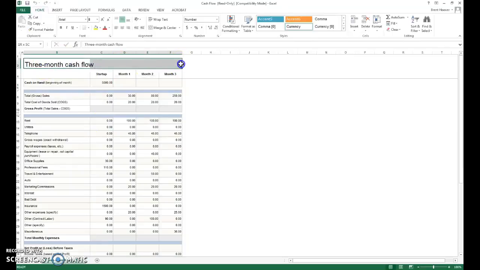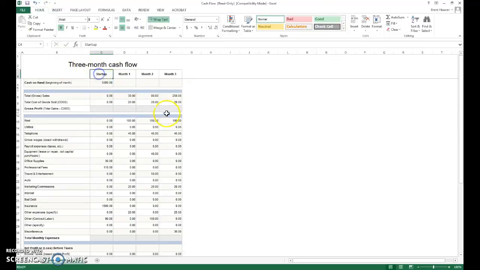Now, one of the first things I wanted to do was to take these titles and merge and center. There we go. Now, here's the thing. You're not going to have any sales or cost of goods sold, and your costs are going to be limited to just startup costs for the startup period. Everything else is going to be shifted into month one. But needless to say, we need to go ahead and do the formulas for that.